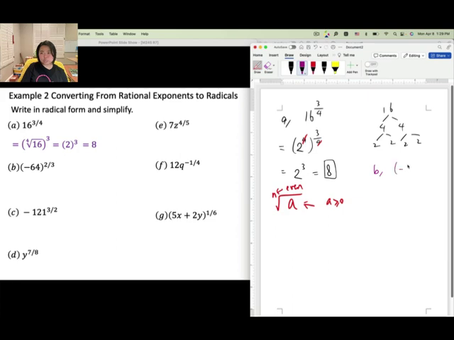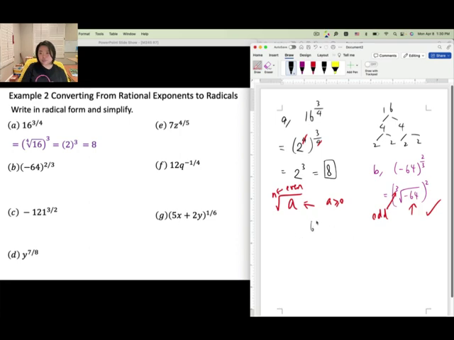For b, negative 64 to the power of 2 over 3. If I use that formula, that will become the cube root of negative 64, and then the square is going to be here. This is good because the 3 here is an odd number, so it doesn't matter whether it's positive or negative. First, I double check that this is an odd number. When we have a negative number, this is good. We can find the solution.